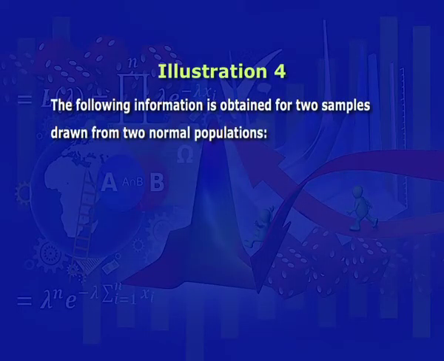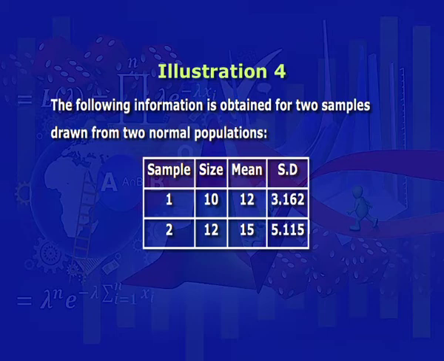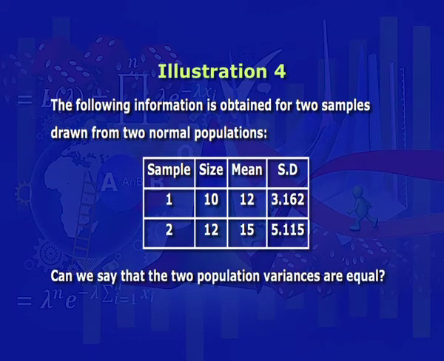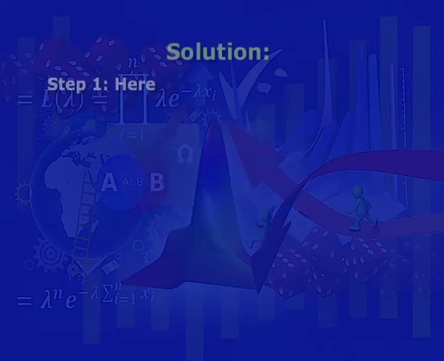The following information is obtained for two samples drawn from two normal populations. In the data, we have given sample size, sample mean and sample standard deviation for two samples. For sample 1, size is 10, mean is 12 and standard deviation 3.162. For sample 2, size is 12, mean 15 and standard deviation 5.115. Can we say that the two population variances are equal?